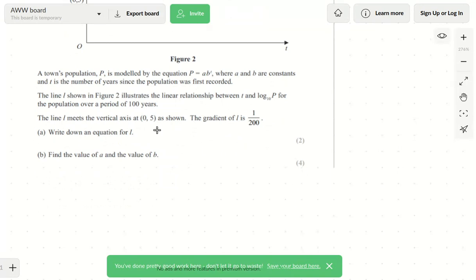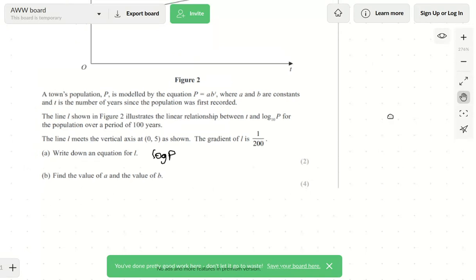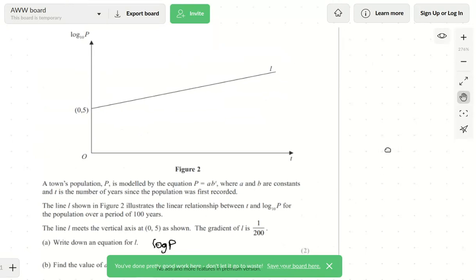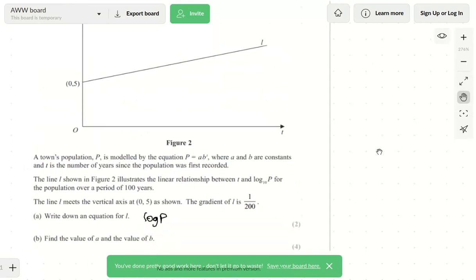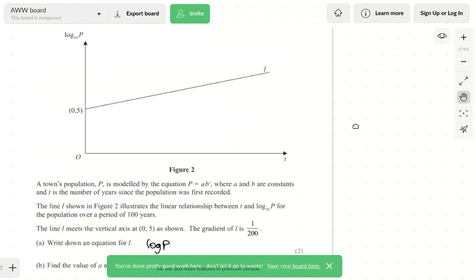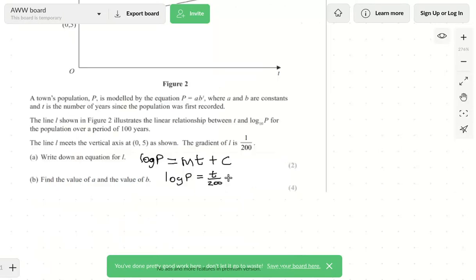Now, normally we would use y equals mx plus c for a straight line, but here y is log p. Yeah, and I think it's base 10, and for some paranoid reason they've written down the little number 10. So log p equals t over 200 plus, and then where does it hit the y-axis? I believe it's at 5, so I can just put plus 5 on the end. That's what they want for that part of the question. Yeah, they don't want p in terms of t, they want log p in terms of t. That's why it was only a 2-mark question, because it's quite easy.